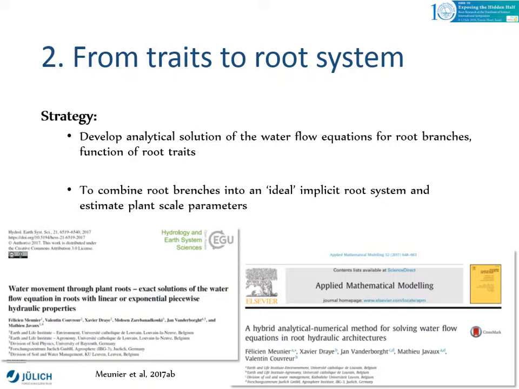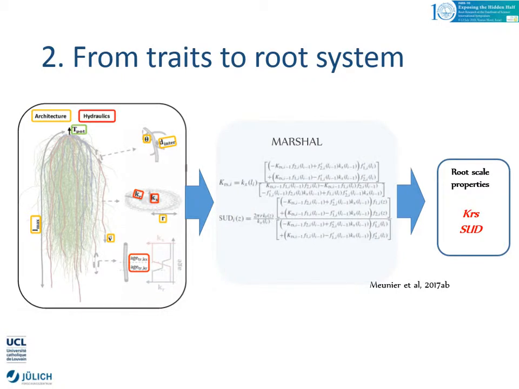I won't go into details again, but just to tell you that now we have a tool where you give me traits like the angle, the radial conductivity, the axial conductivity, how these change with age, the radius of the roots, the growth rate of laterals, the growth rate of primary roots. You give me that, and I can give you the upscaled properties. What is interesting is that you can also give me a change.